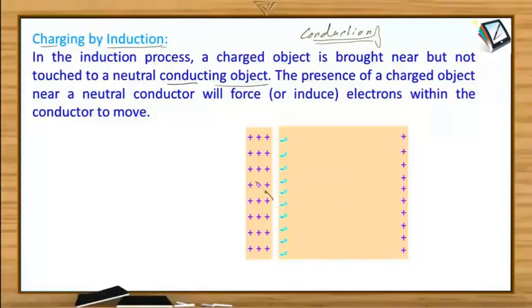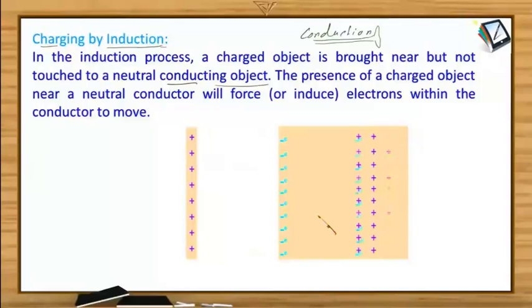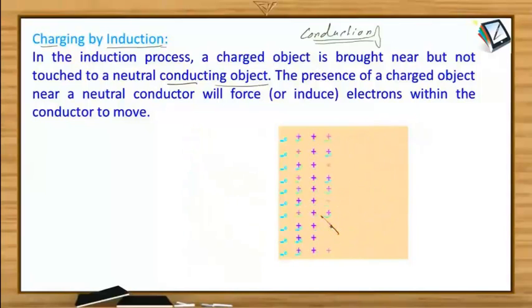So at this moment, if we remove this object from here, then what will happen? The process will be reversed and it again gets neutral. If we remove the object, then the whole process of induction is nullified and the object again becomes neutral as it was before. Actually, after the induction it was neutral, but there is an imbalance of charge on the two sides of the body.